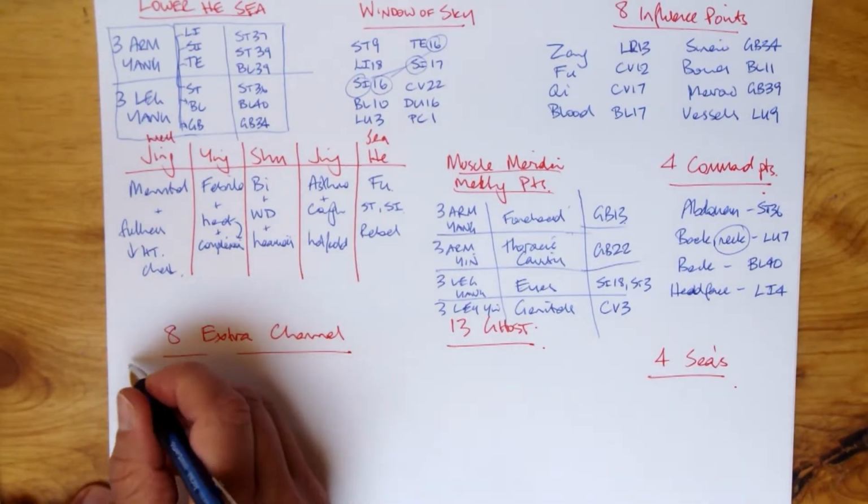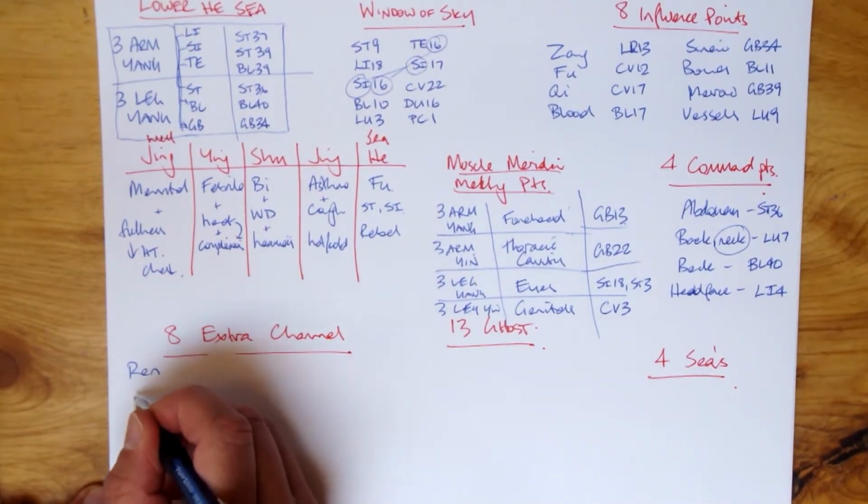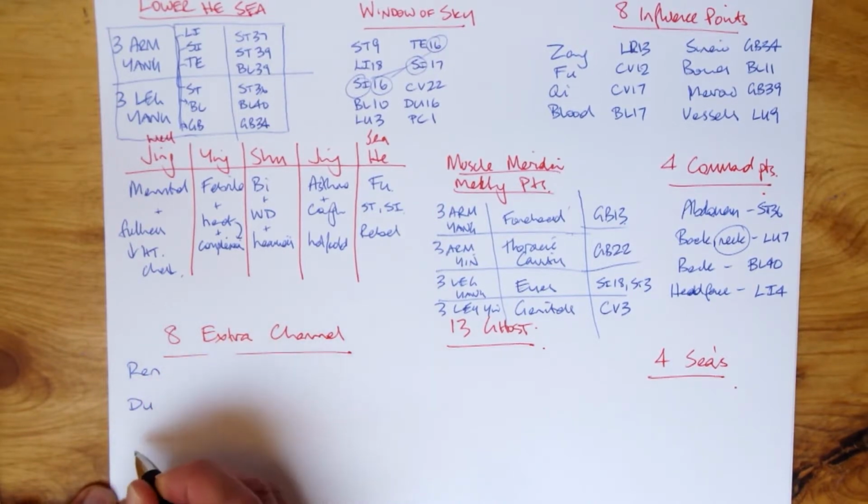Eight extra channels. So this is probably more important. I do it like this: Ren, Du, Dai. You see I'm leaving a gap in between these, and then the Chong.